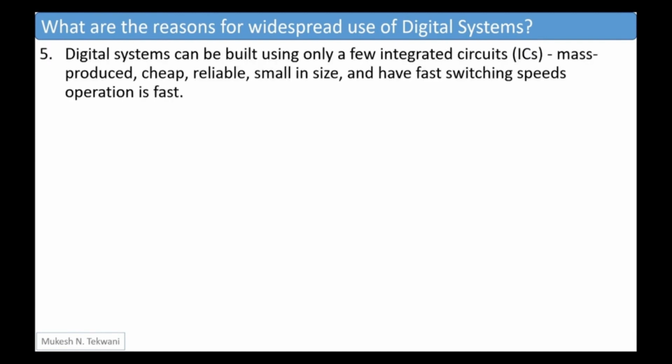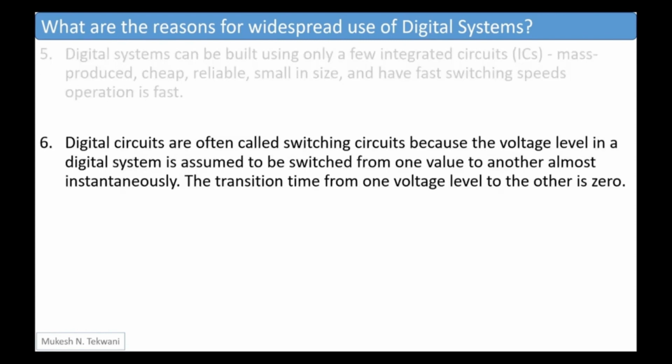The fifth important point is that digital signals can be built using only a very few integrated circuits, which are mass produced, which are cheap, and reliable because they are produced in bulk, they are small in size, and they have very fast switching speeds. So the operation is very fast.